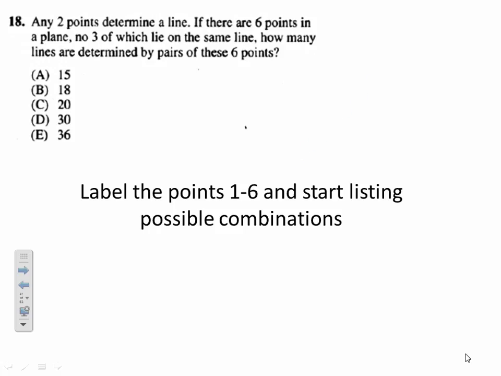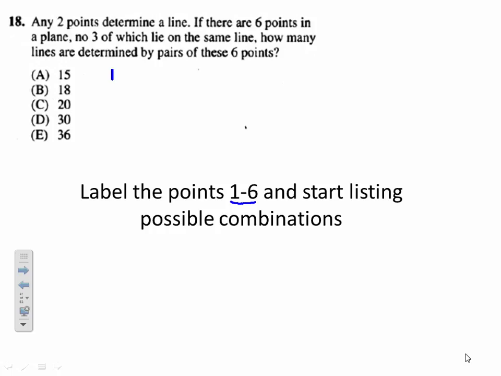If there are 6 points in a plane, no 3 of which lie on the same line, how many lines are determined by pairs of these 6 points? Okay, so one way to think of this is just think of each point as having a number 1 through 6, and then just list all of the possible combinations that you could have for the points, and that will allow you to find the correct answer for this problem.